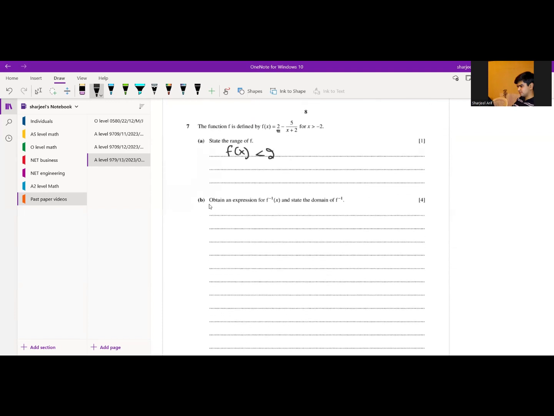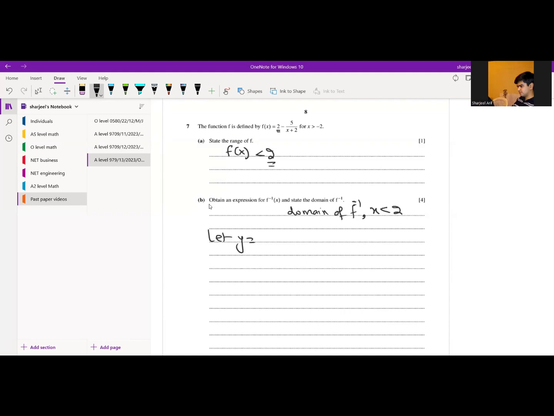For the second part, we have to find the inverse and then the domain of f inverse. The range of the main function is equal to the domain of the inverse function. So it's clear that the domain of the inverse function will be x is less than 2. That is the domain of f inverse. Now we have to find the inverse.